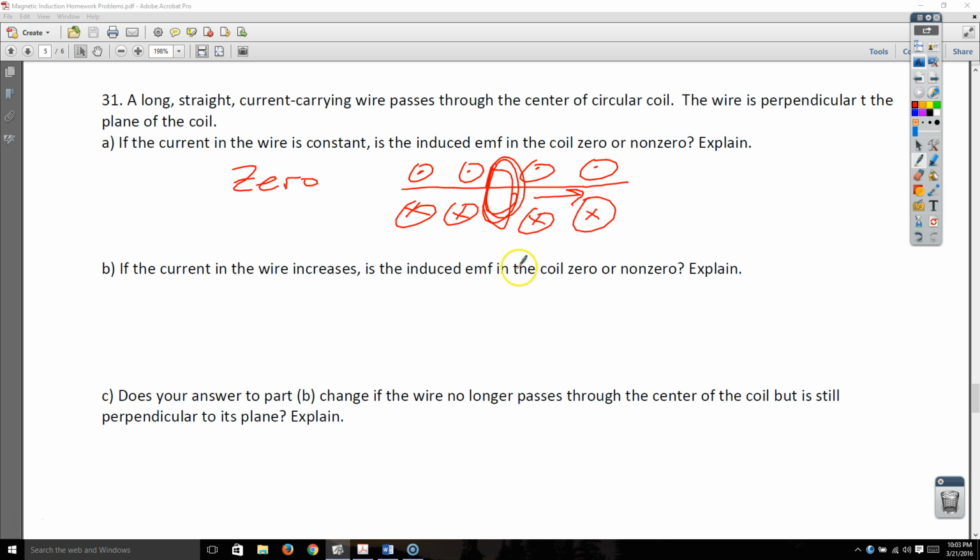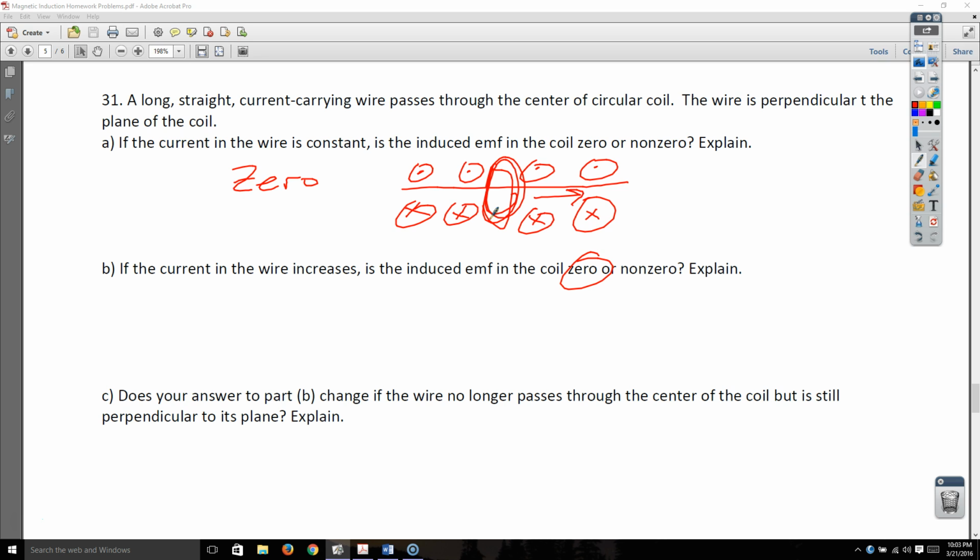If the current in the wire increases, is the induced EMF in the coil 0 or non-zero? Well, it's still going to be 0, and it's because even though the current in the wire is increasing, the field's getting stronger, it's still not going through that little loop.